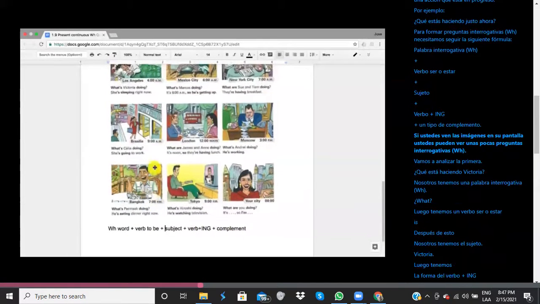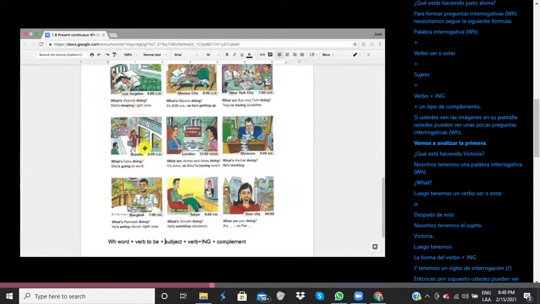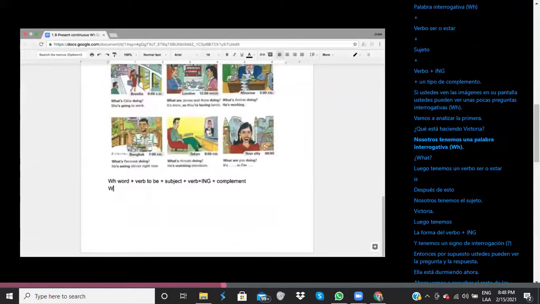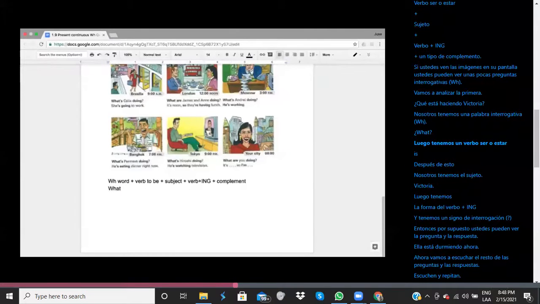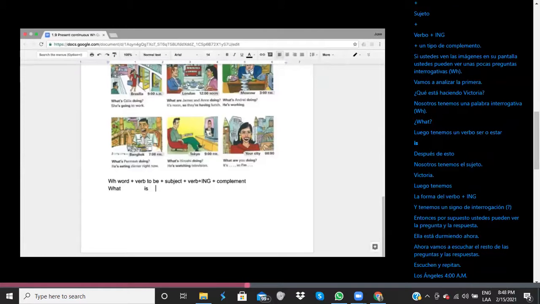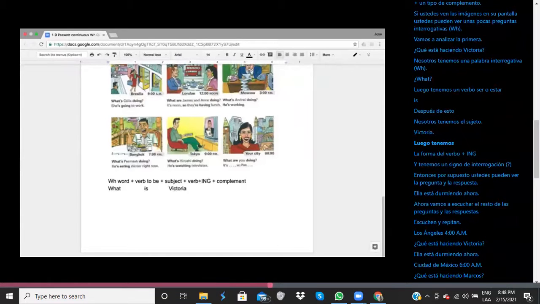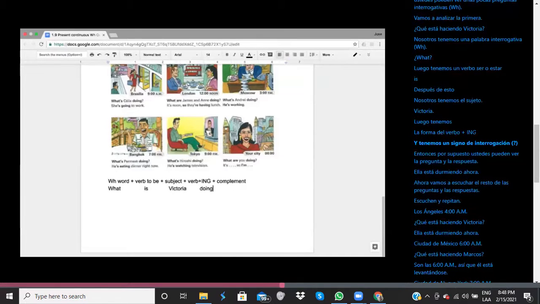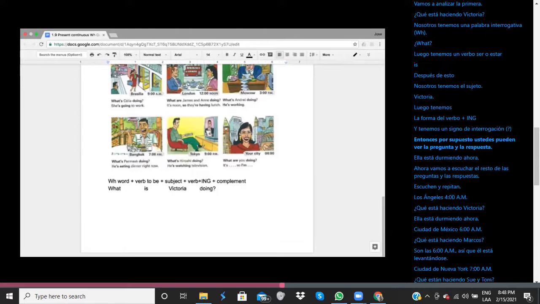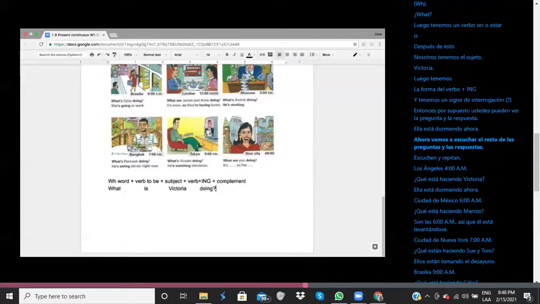If we look at the images on the screen, you can see a few WH questions. Let's analyze the first one. What's Victoria doing? We have a WH word, what. Then we have the verb to be, is. After that, we have the subject, Victoria. After that, we have the verb in its ing form, and then we have a question mark. Then of course you can see the question being answered. She's sleeping now. Now we're going to listen to the rest of the questions and answers.